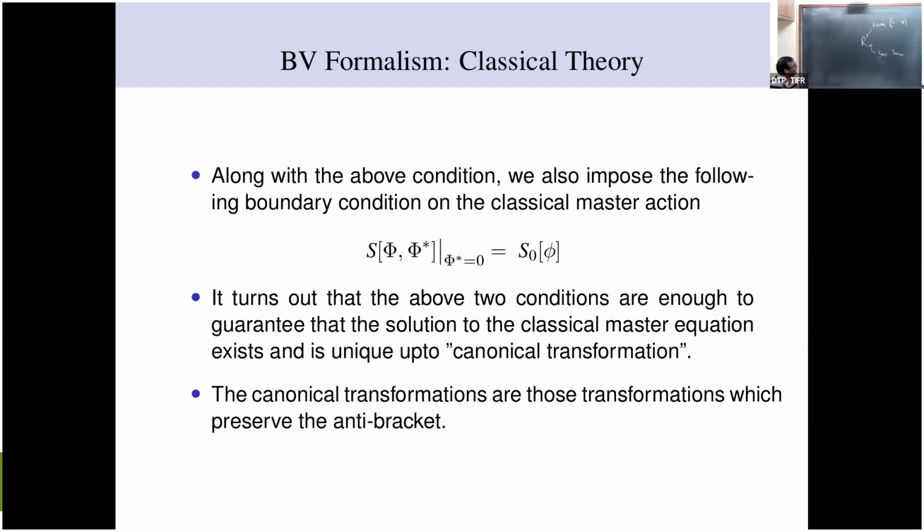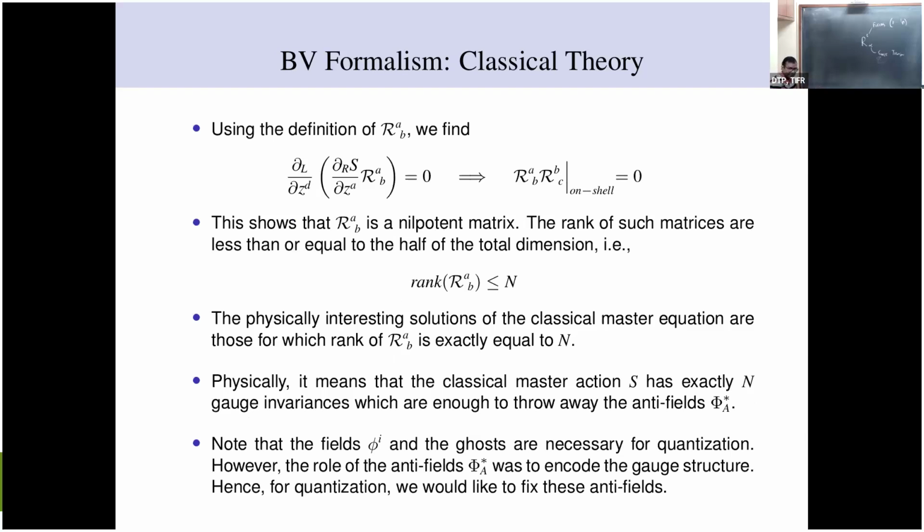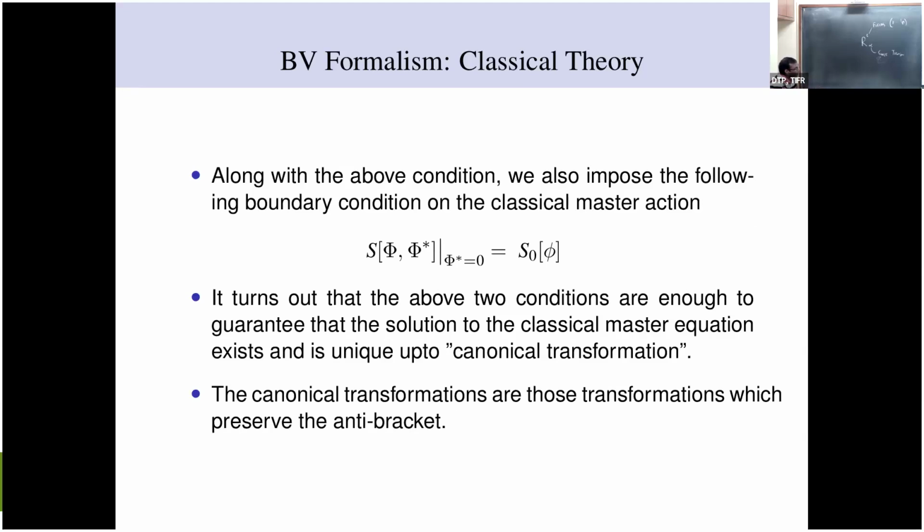So setting this phi star equal to 0 is equivalent to gauge fixing. If you naively set phi star equal to 0, then you will get the original action. Okay, so along with the condition that its rank should be n, we also impose a boundary condition on the classical master action. What we demand is that if you set the antifields to 0, it should reduce to your original action S_0(phi) without any ghost. So this is one boundary condition.